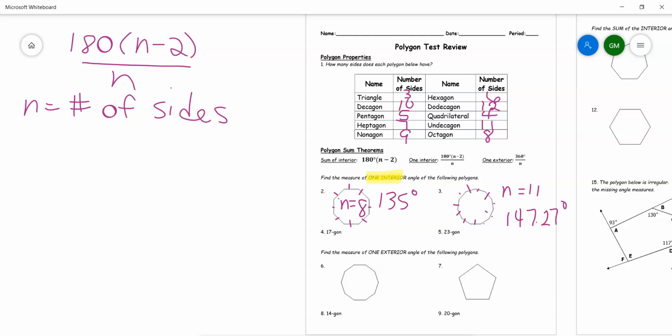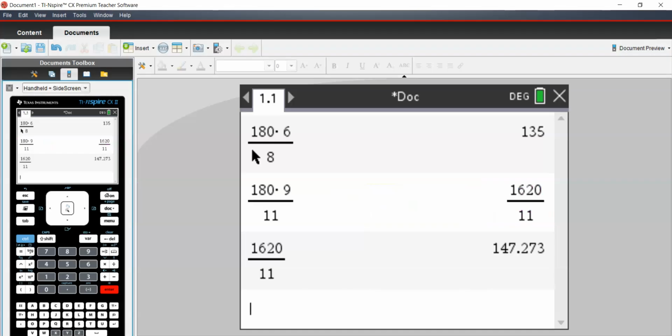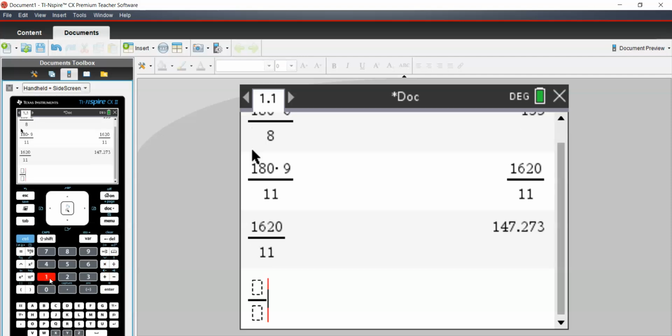All right, now on number 4, it just tells us 17-gon, so that tells us n is 17. I'm going to go over here for space. Again, 180 times n minus 2, 17 minus 2, over 17. 17 minus 2 is 15. Run that through your calculator. Control Divide. 180 times 15 over 17.